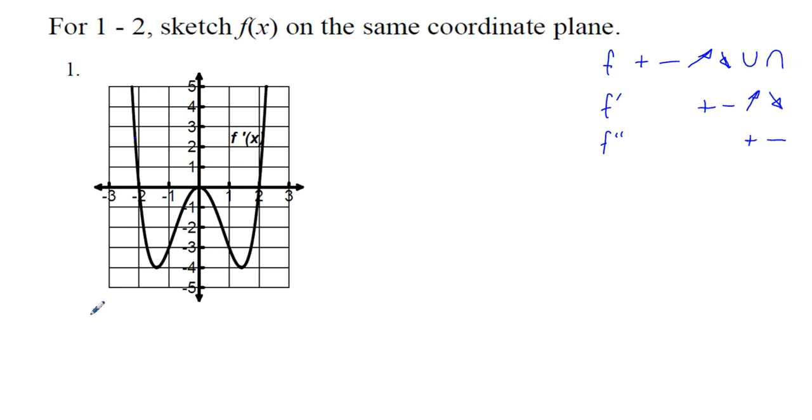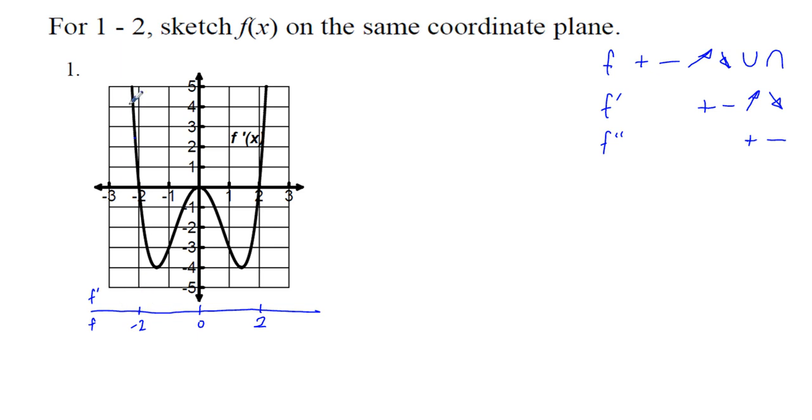The first thing I'm going to do is draw a number line on the same coordinate plane. I'm going to put f prime above and f below right here. And where f prime is 0, I'm just going to mark on this number line. So we have x equals -2, 0, and 2. These are the critical numbers I've just put below the number line.